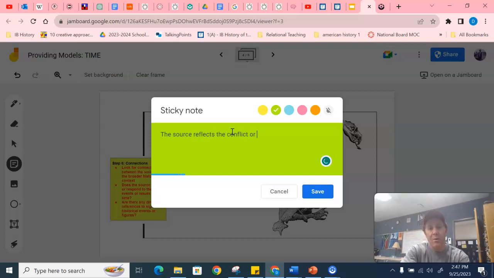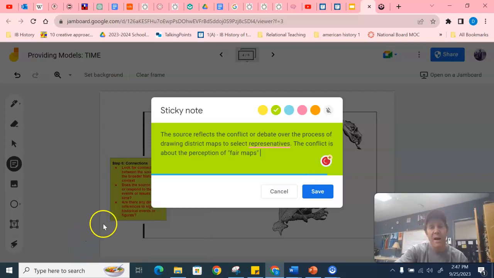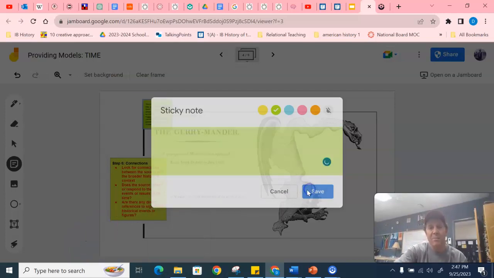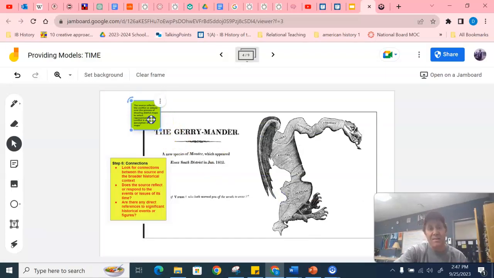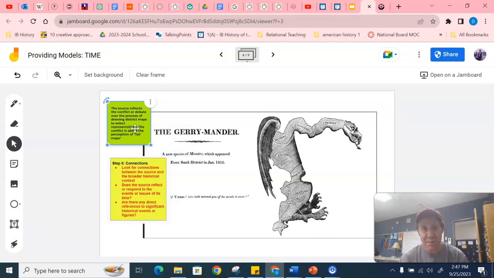the conflict or debate over the process of drawing district maps to select representatives. And the conflict is really about the perception of fair maps. Not using your power, being the majority party in Congress, or in this case, the state legislature, not using your power to draw unfair maps to make sure that your party stays in power.